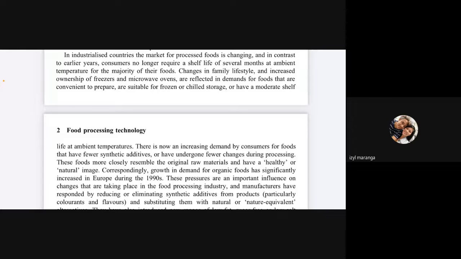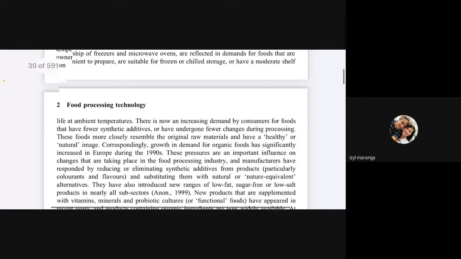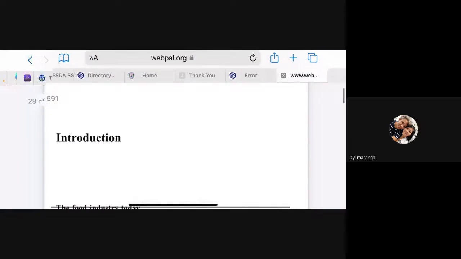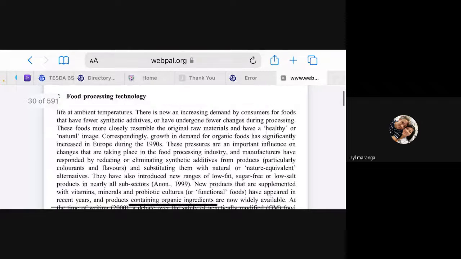And unlike sa una, no, consumers no longer require shelf life of several months at ambient temperature for the majority of foods. And the lifestyle could also change, no? Like sa una wala pa yung refrigerator, pero natay freezer. Karon na natay freezer, natay microwave ovens. So, that would reflect na talaga nag-change ang demand for food or mga convenient way to prepare like frozen, chilled storage, or moderate lang na shelf life. So, we have another aspect, the food processing technology.